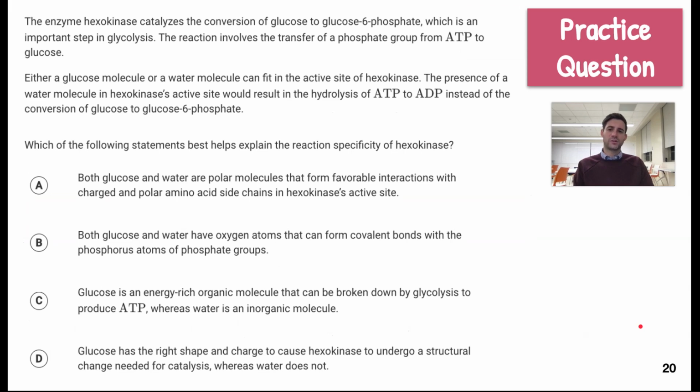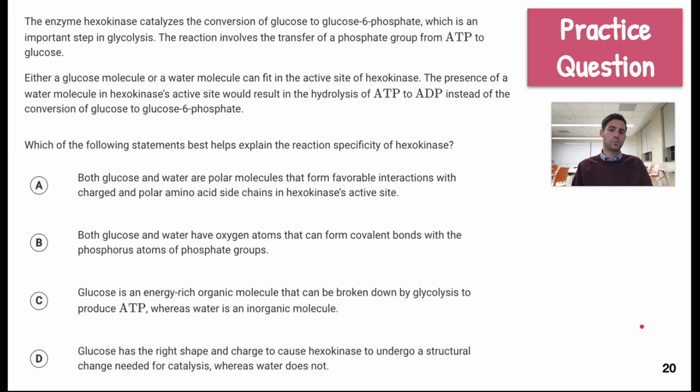Here's another practice question that we can review. The enzyme hexokinase catalyzes the conversion of glucose to glucose 6-phosphate, which is an important step in glycolysis. The reaction involves the transfer of a phosphate group from ATP to glucose. Either a glucose molecule or a water molecule can fit in the active site of hexokinase.